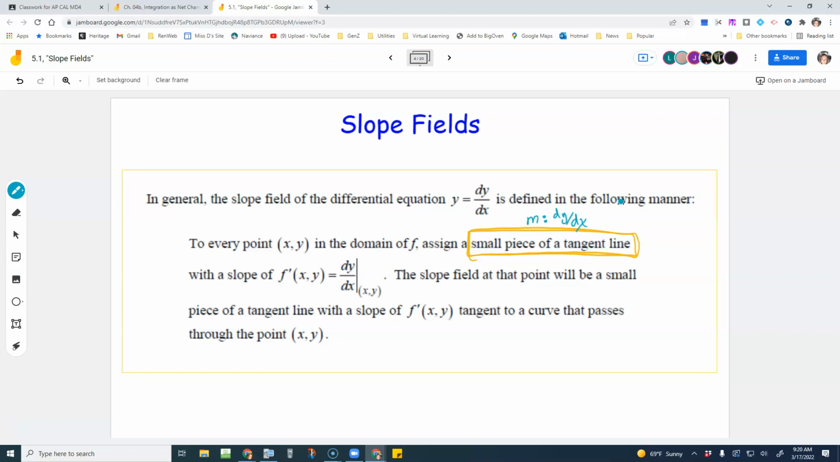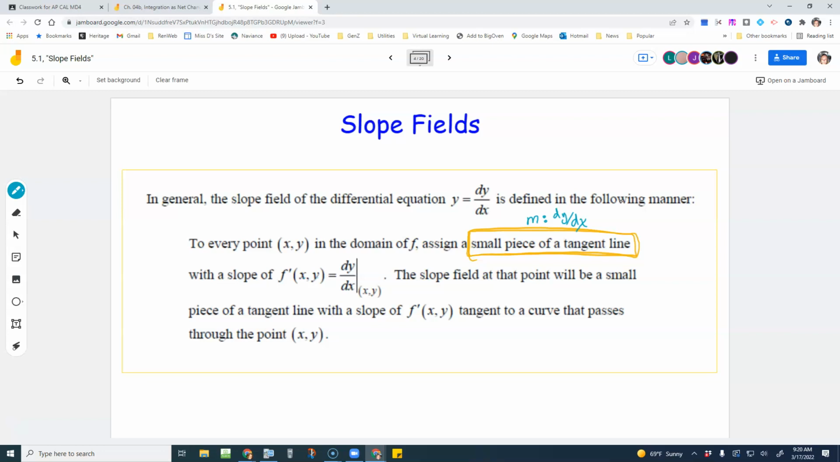Because it's a tangent line. So I'm assigning small little baby tangent lines with a slope of f prime of x, y, is one snazzy way of saying it. As Andy already said, it's going to be implicitly defined, so we might need to plug in x's and y's to some sort of equation. You can think of it as a dy dx such that x, y, or an f prime plugging in x, y. It's a mathematical notation there, but the m is coming from the differential equation.